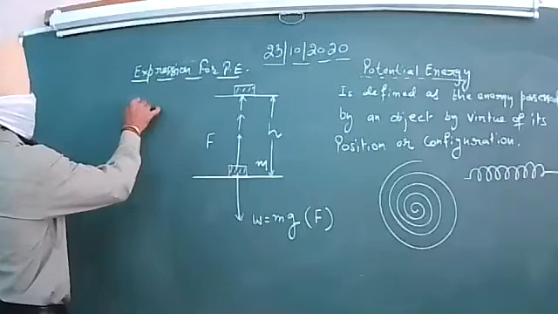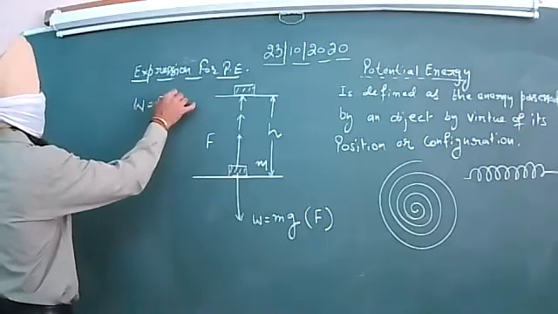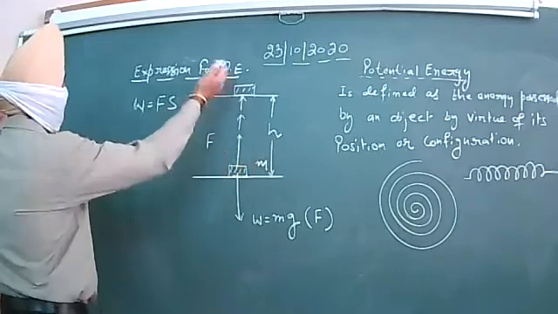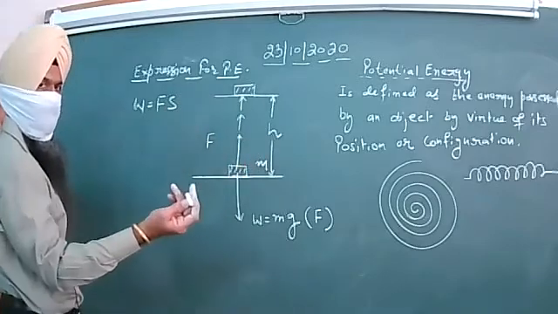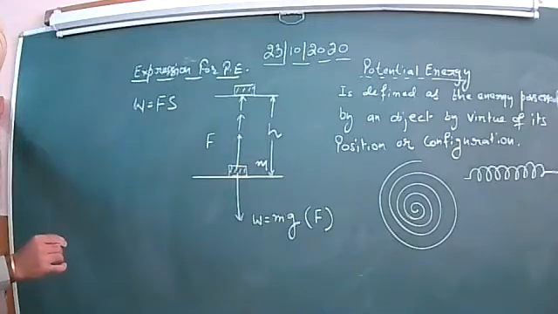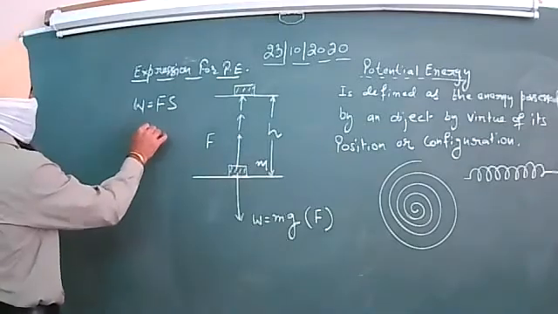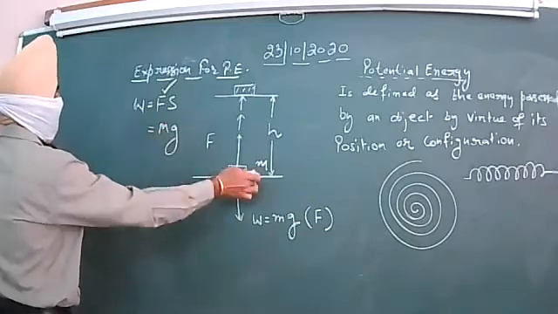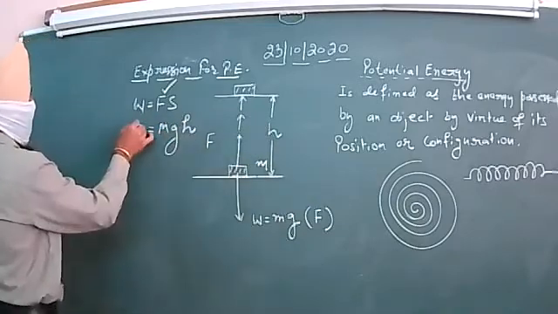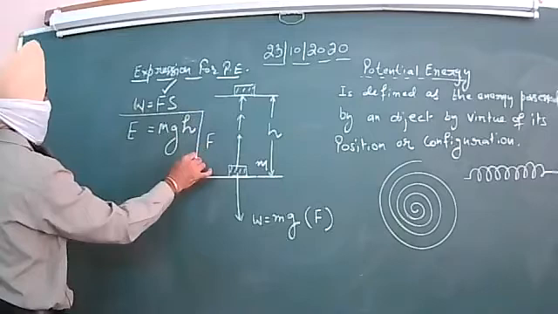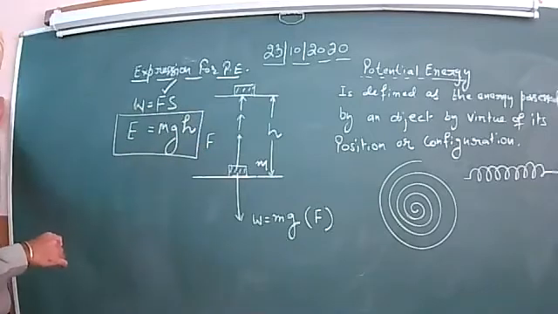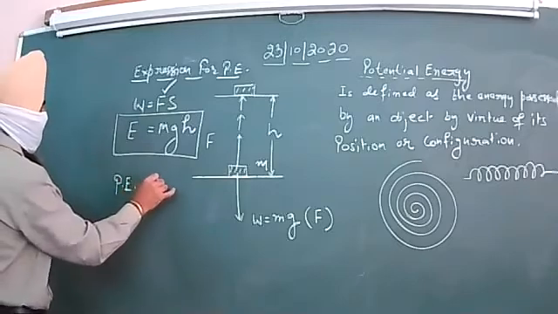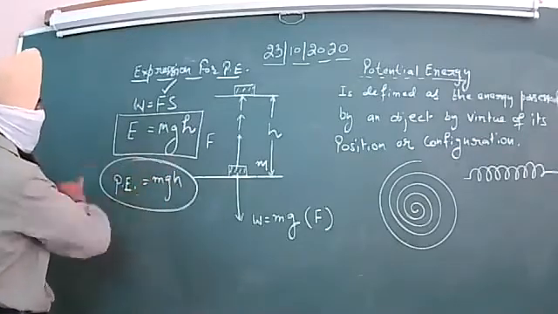So you can say that work done is equal to F into S. These are in the same direction, so I will not be writing cos of angle theta and all that. So this is equal to F, which is M into G, and S is equal to h. And this work done gets stored in the form of energy. So I can say that potential energy is equal to M into G into H.